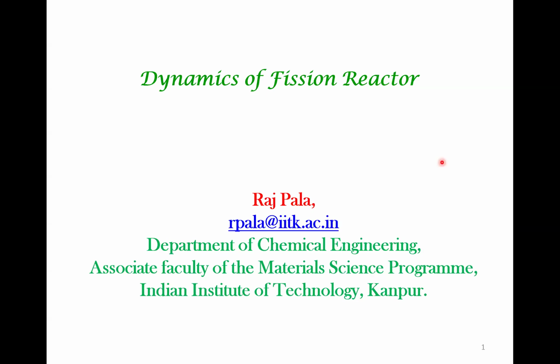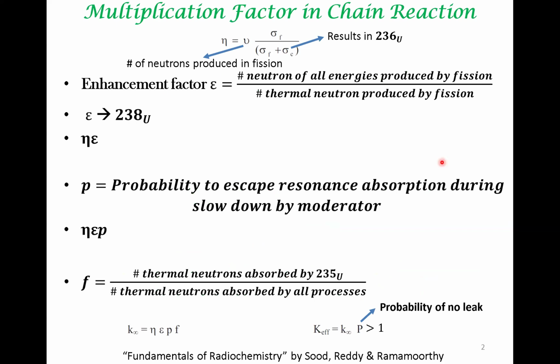Welcome back. In this lecture, we will look at the dynamics of a nuclear fission reactor. This is a follow-up on the previous lecture where we had derived an expression for effective multiplication factor in a nuclear chain reaction. So this depends on a variety of factors as was mentioned in the previous lecture. So please go through the previous lecture to understand the implications of K effective.